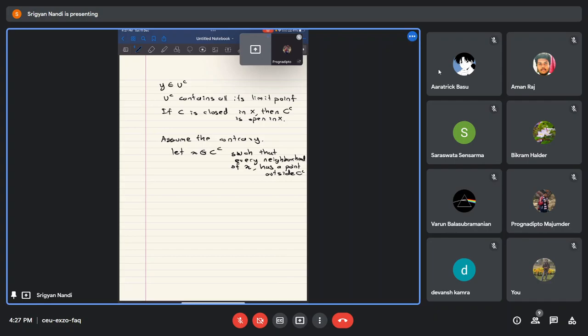But if that is true, then every neighborhood of X intersects C minus X, since X is in C complement. So if it's outside C complement, it's in C. So every neighborhood of X intersects C minus X, which implies X is a limit point of C. And since by hypothesis C was closed, that implies that X belongs to C, which is a contradiction since we assume that X belongs to C complement. So it's a contradiction. Hence, you have a trivial relation between open and closed sets, and that is open sets are complements of closed sets and closed sets are complements of open sets.